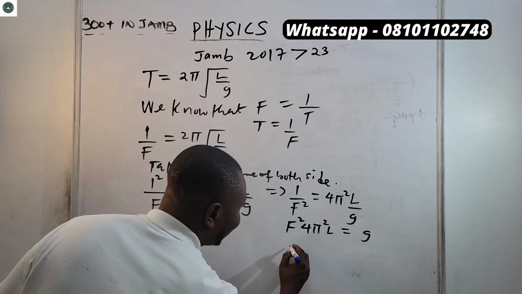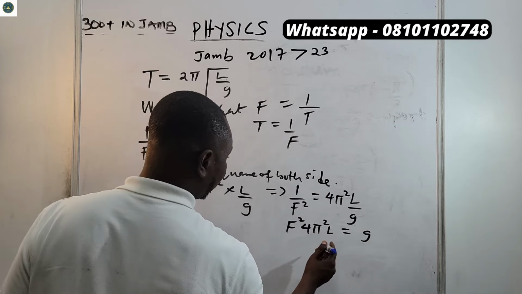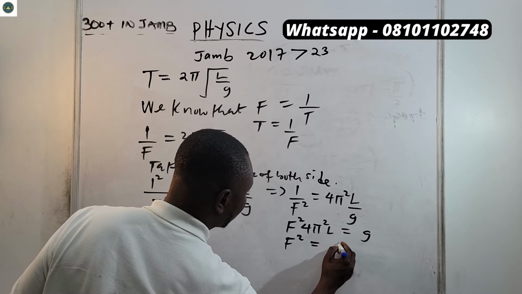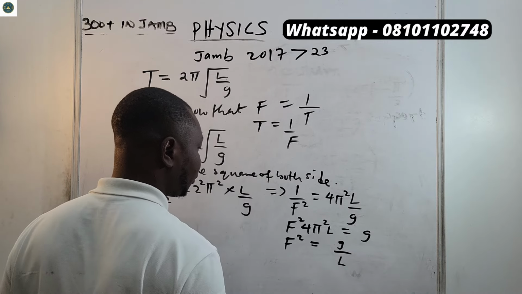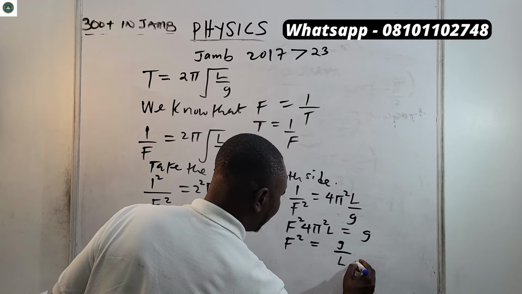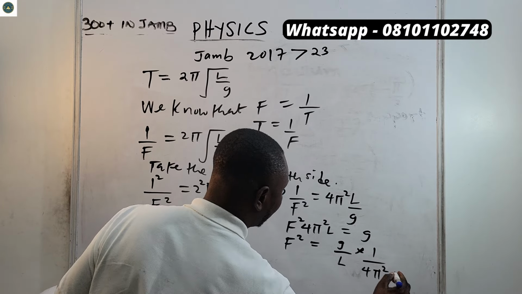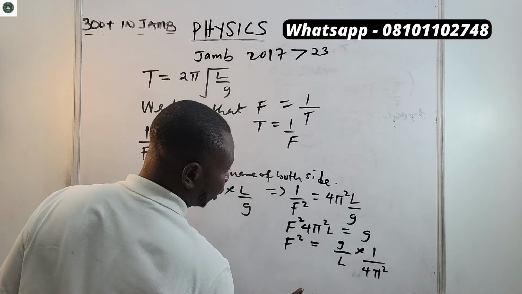So what do I have? So remember, I have L over G. So I have F squared is equal to G over L times 1 over 4 pi squared. Okay? That's the relationship.